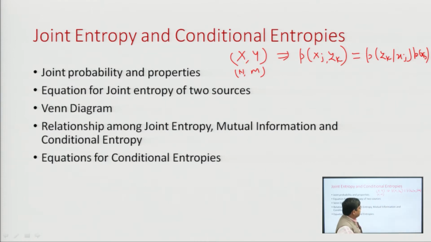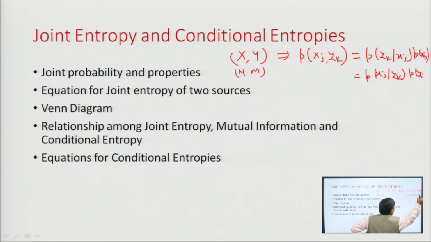That is, the conditional probability of y_k when x_j is given, into p(x_j), gives the joint probability. Or it can also be given as p(x_j given y_k) into p(y_k). This is the probability of x_j when y_k is given, into the probability of y_k, that gives the joint probability.